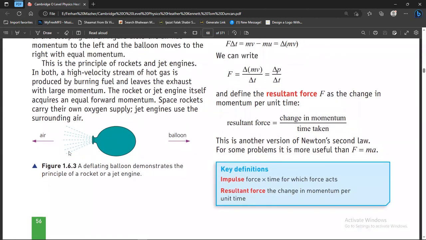So here we have a balloon, the air is coming out of it. So the air's momentum is in this direction. So the balloon's momentum will be in this direction. A deflating balloon demonstrates the principle of a rocket or a jet engine.